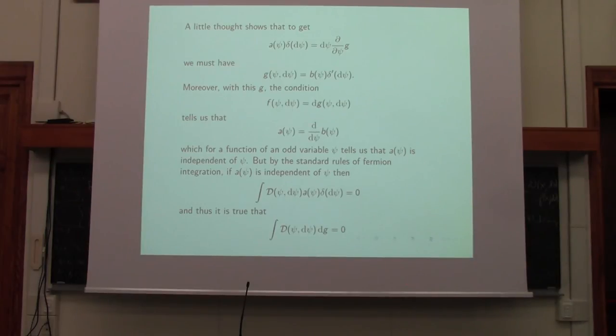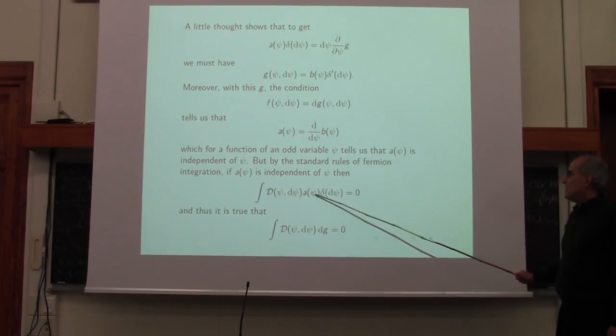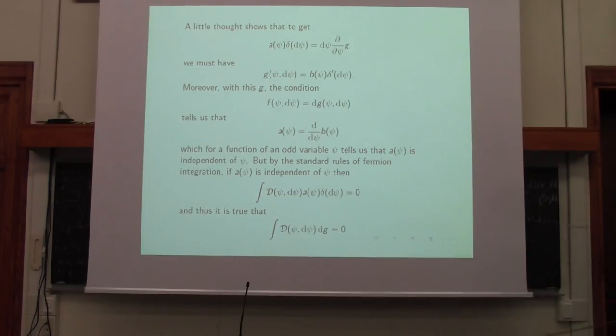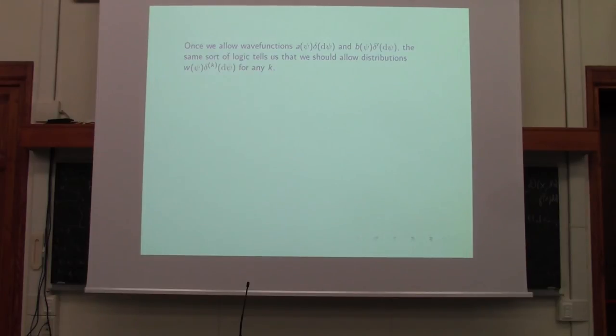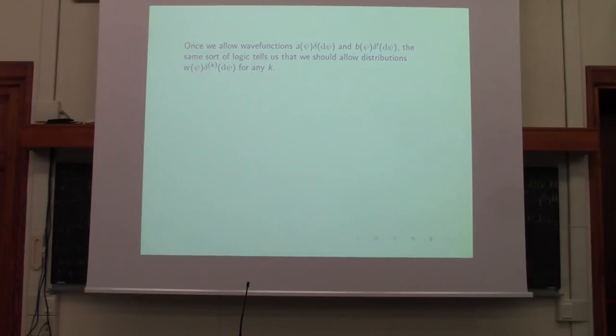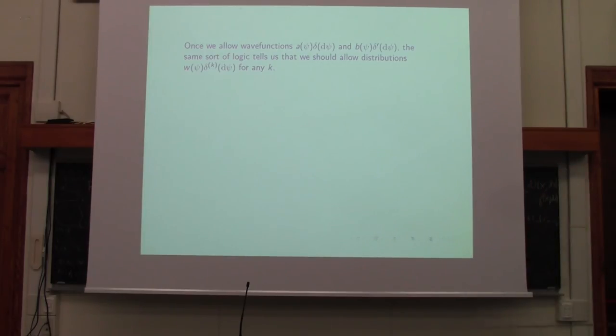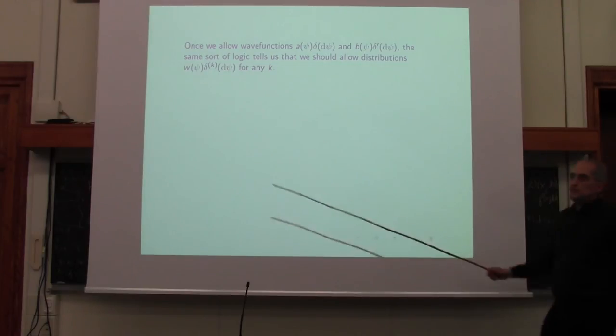But then by the standard rules of Berezin integration, Stokes' theorem will be true. In other words, the integral over psi and d psi of a of psi times delta of d psi will be zero because a is independent of psi. And the Berezin integral says that the integral d psi of something independent of psi is zero. Well, once we allow wave functions a of psi times delta of d psi and b of psi times delta prime of d psi, the same sort of logic tells us we should allow arbitrary distributions in d psi that are supported at d psi equals zero. In other words, we should allow arbitrary derivatives of the delta function.